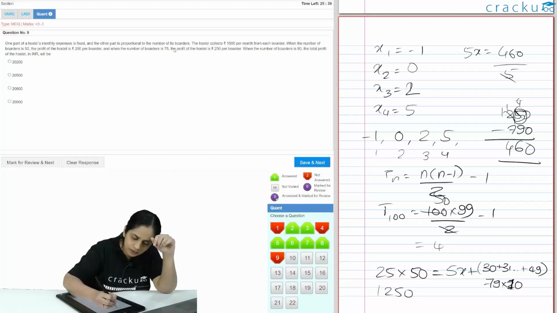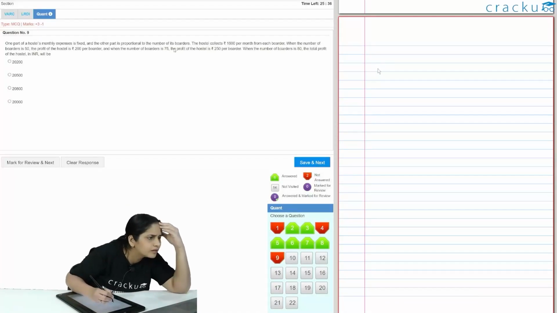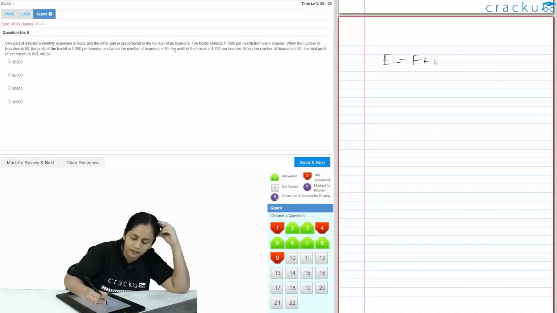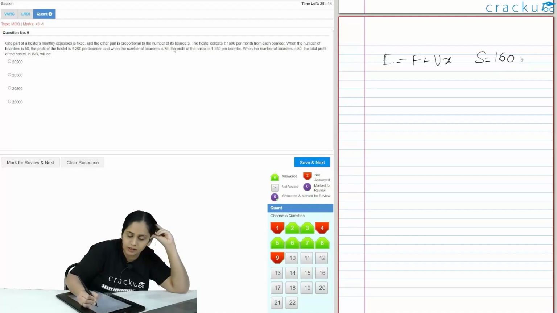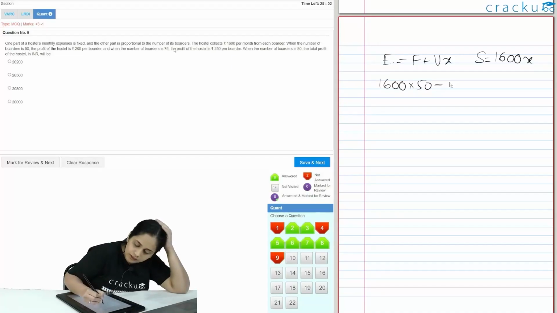Okay, simple. So expenses is equal to F plus V times x, where V is the variable expense per boarder and x is the number of boarders, 600 per boarder. Sales is equal to 1600 into x. When the number of boarders is 50, the profit is 200 per boarder, so that is 1600 times 50 minus F minus 50V is equal to how much?